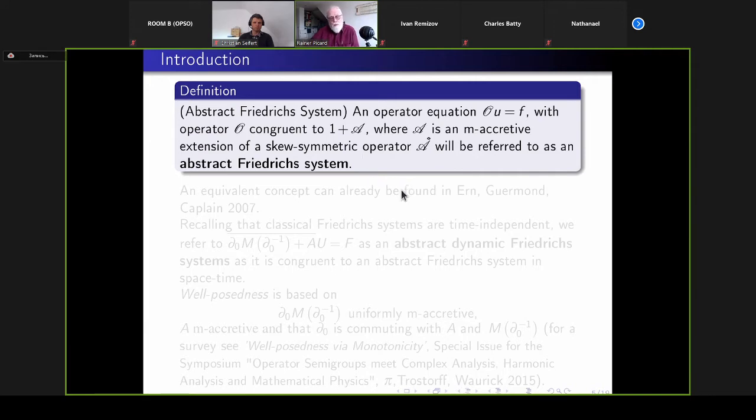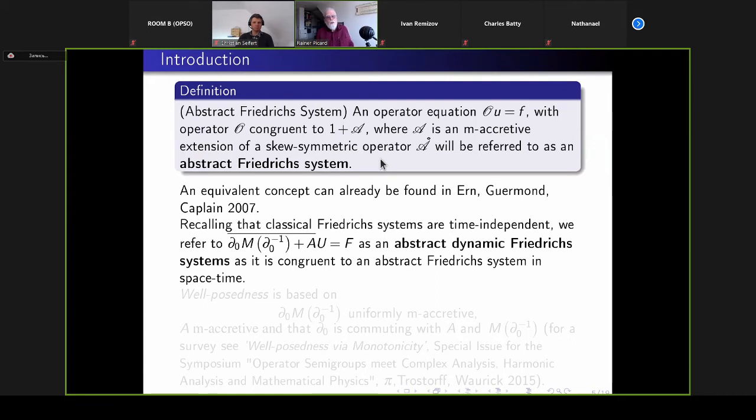As it turns out, when you look into the literature, there is an equivalent concept, which on first sight looks a bit more complicated, but it actually is equivalent to what I've written here, which goes back to a paper by Ern, Guermond, Kaplan in 2007. But I'll stick with this concept here. So now there's a little twist here.